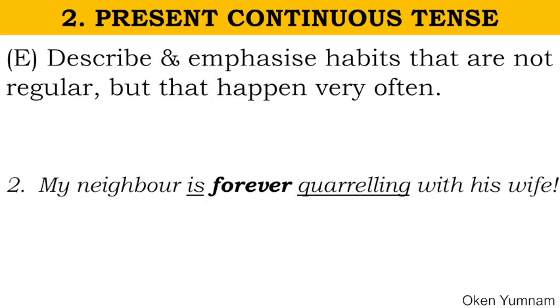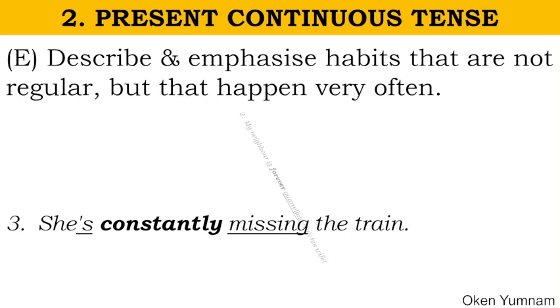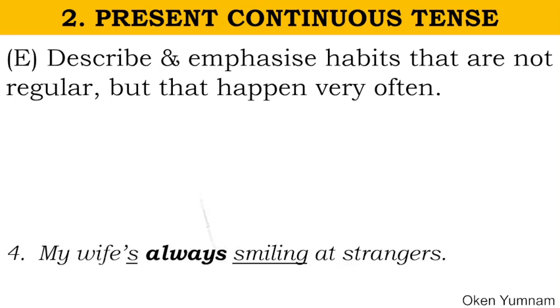Similarly here, my neighbor is forever quarreling with his wife. Forever indicates the emphasis, so we can use is quarreling very often. Here again, she's constantly missing the train. So you are describing how often she misses. So we use present continuous in such forms. And here again, my wife's always smiling at strangers. Of course, you won't like her then. So you are emphasizing that you dislike her smiling at the strangers using present continuous tense.